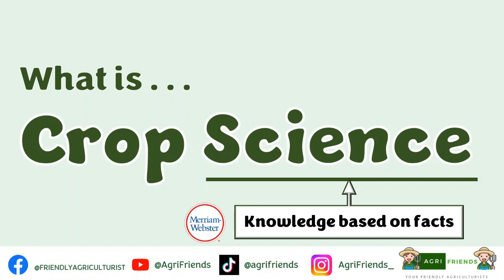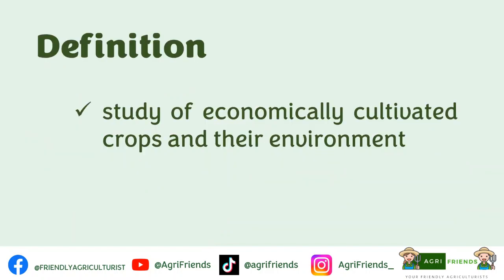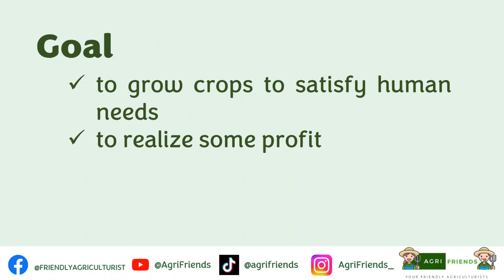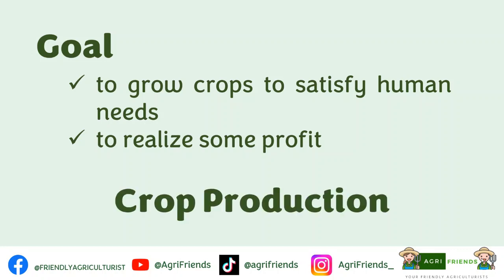Given the definition of crop and science, we can now define crop science as the study of economically cultivated crops and their environment. This is a broad discipline encompassing production, physiology, genetics, and management. Its goal is to grow crops to satisfy human needs, specifically to address the problems of food shortage, and also to realize some profit in the process of crop production.